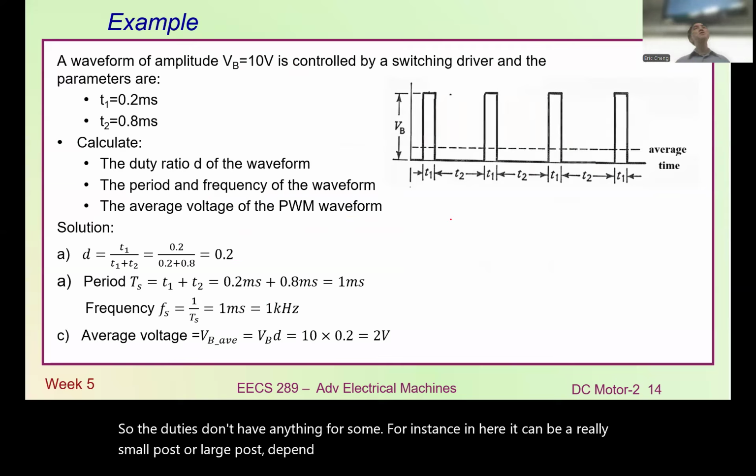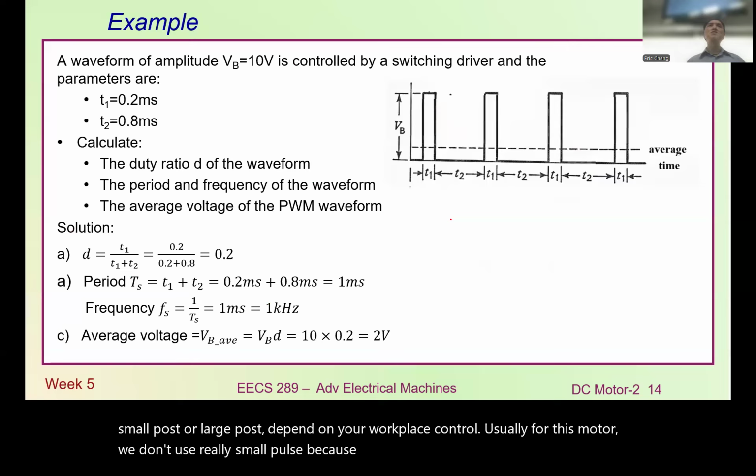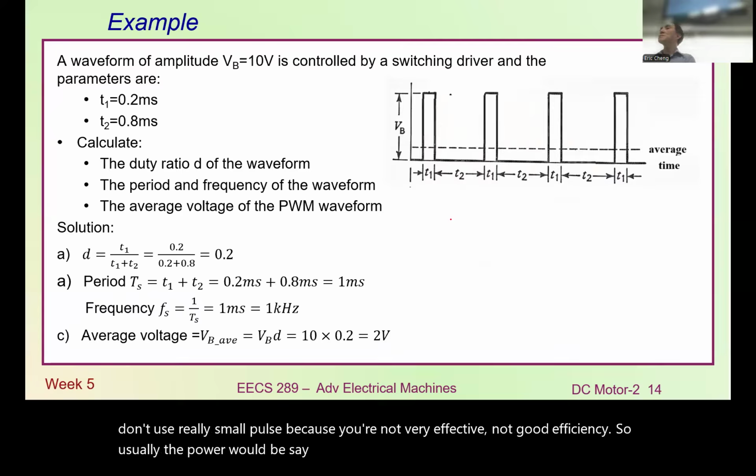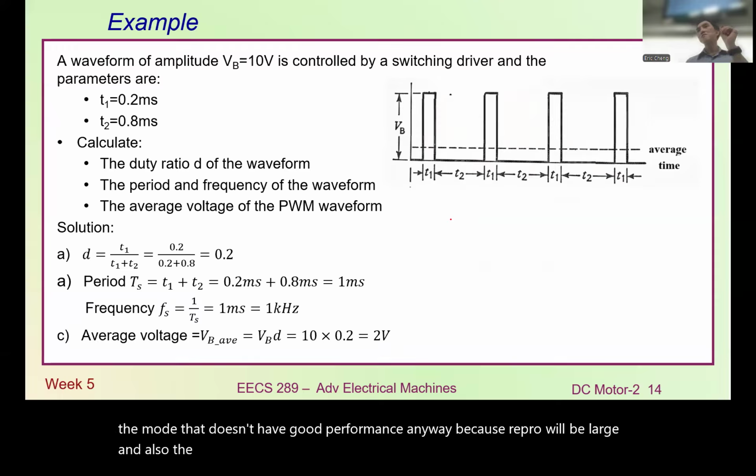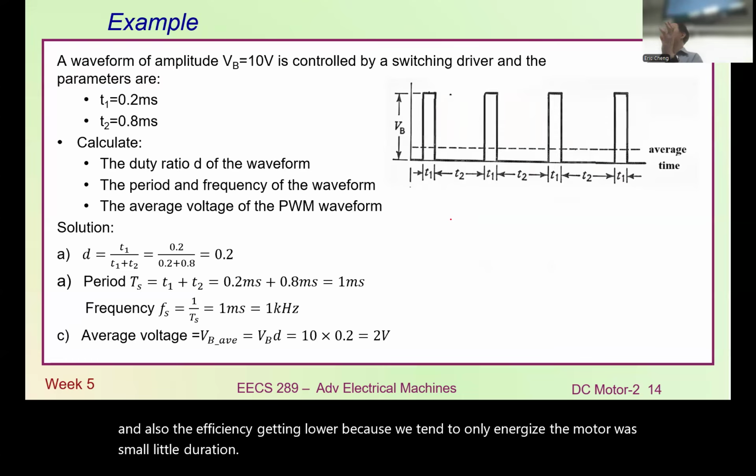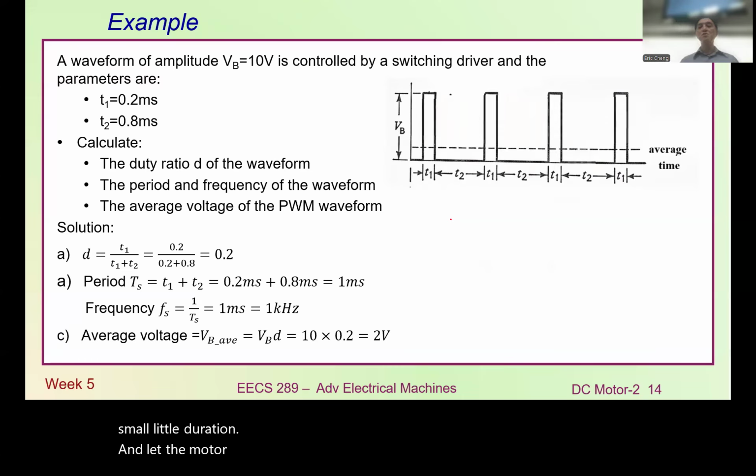Usually for a DC motor, we don't use a really small pulse because it's not very effective, not good efficiency. So usually the duty ratio of say 0.3 to 0.7 will be quite common. Anything less than 0.1, the motor doesn't have good performance anyway, because the ripple will be large and also the efficiency gets lower, because we only energize the motor for a small little duration and then let the motor continue to release the energy. So the performance may not be too good.